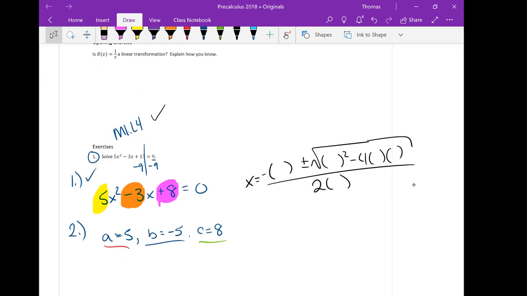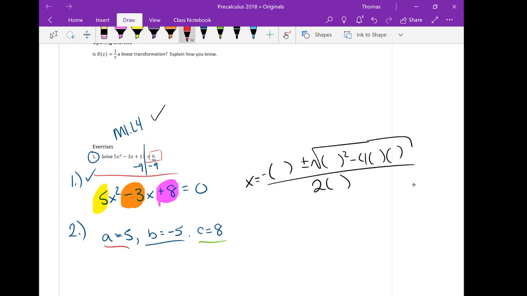The first step was I solved my equation for 0, just like we did before. I noticed the 9 on the right side of the equal sign. I want to turn that into 0, so I subtract 9 off. Whatever I do to one side, I have to do the same to the other equal side. Simplifying, we get this equation below.